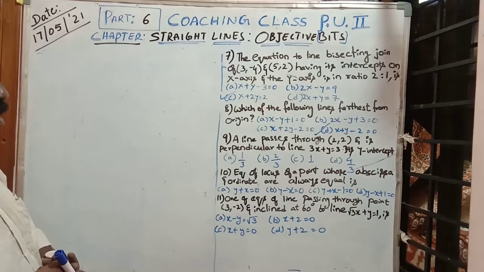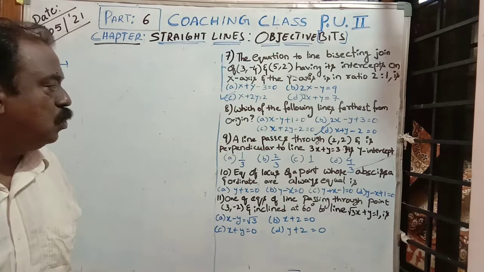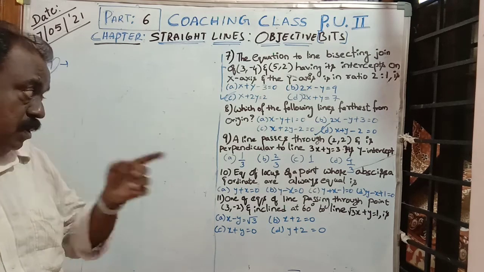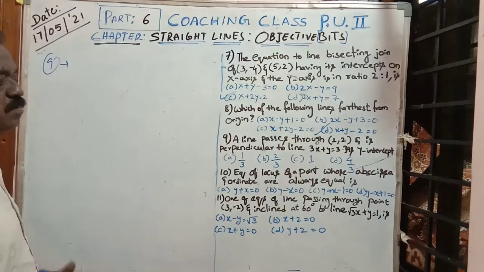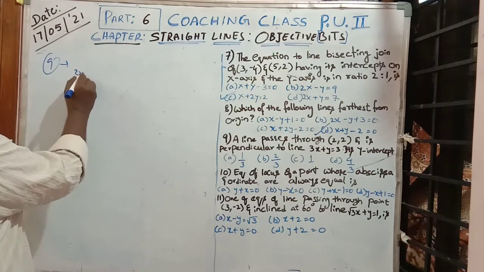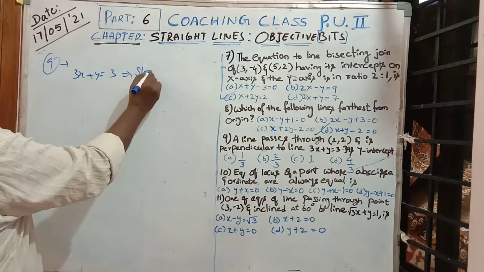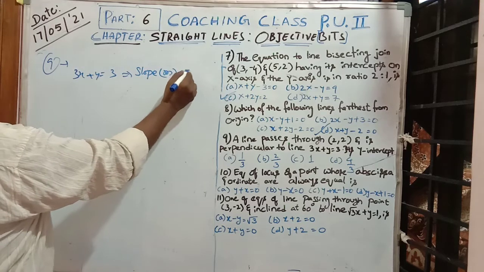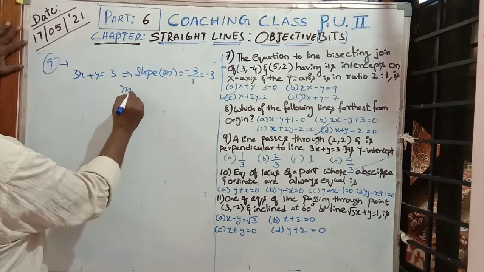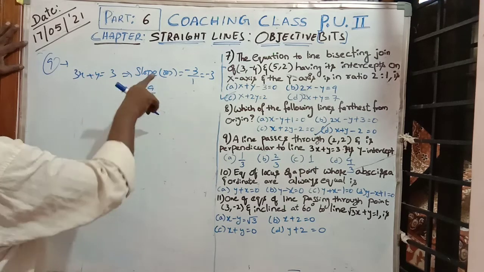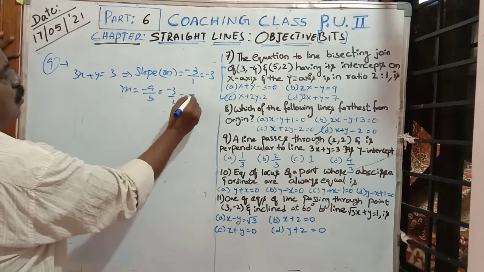Now, the ninth problem. A line is passing through (2, 2) and is perpendicular to the line 3x plus y equal to 3. We have to find the intercepts; the y-intercept is asked. The slope m is equal to minus a by b, the formula. Minus 3 by 1 is minus 3, so m is equal to minus 3.